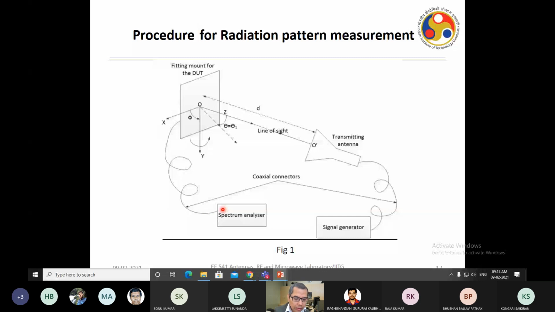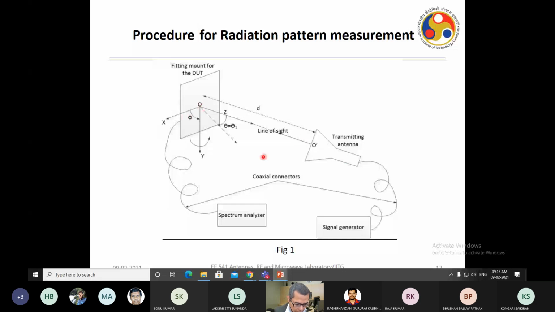Now this measurement is not done only one time. You have to rotate it in both planes, in clockwise and anti-clockwise directions, like you have done for the horn antenna. You can also find out the 3 dB point.